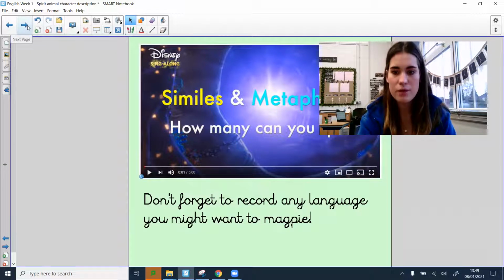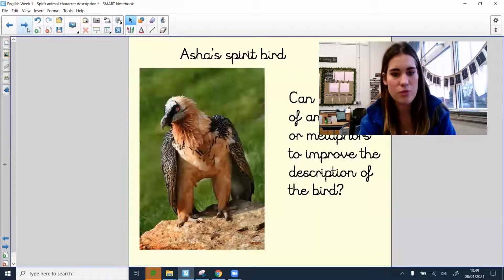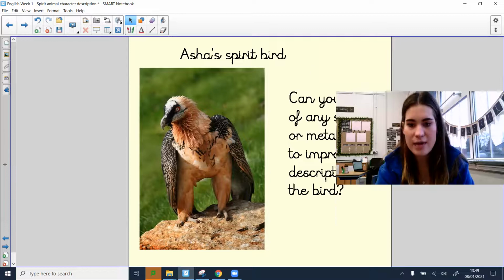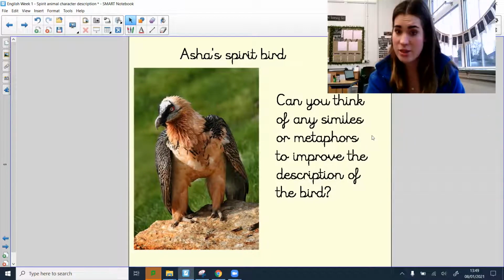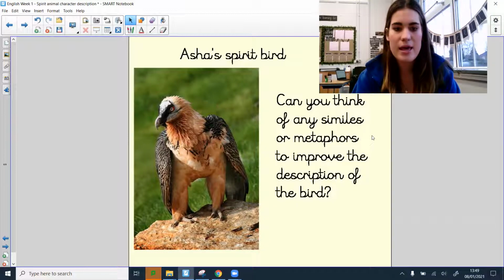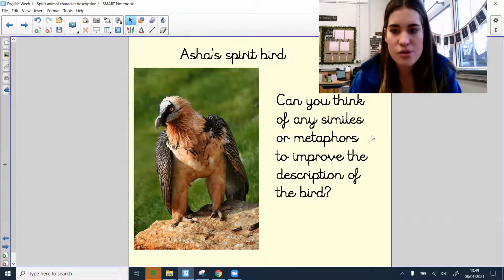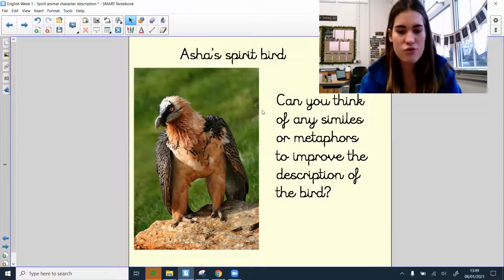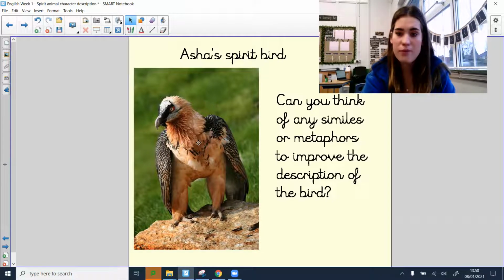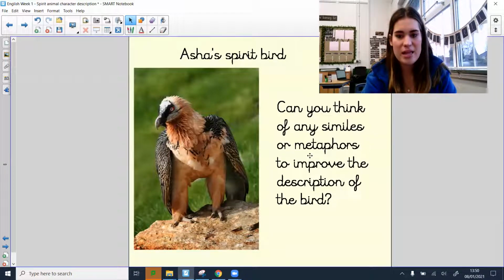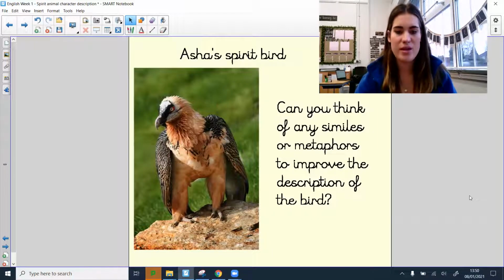Wonderful, well done if you picked up on some of those similes and metaphors that you've heard. What we are going to do now then, as your task for today, is, here is a lamadja, which is a word I think I'm pronouncing correctly, and that is what Ash's spirit bird is. So if you drew a picture that looks anything like this at the start, I'll be very, very impressed, because this is not really something that we recognise, not a type of animal that we see in the UK. This is a bearded vulture. So this is the animal that was being described at the beginning.